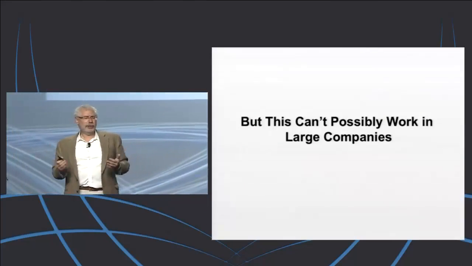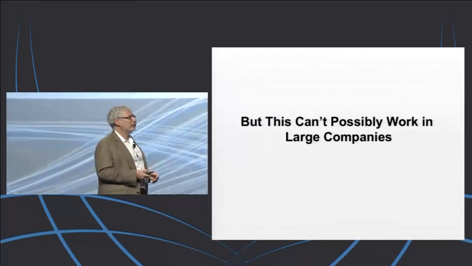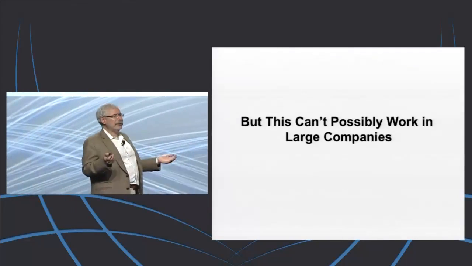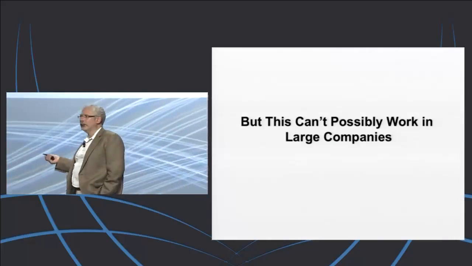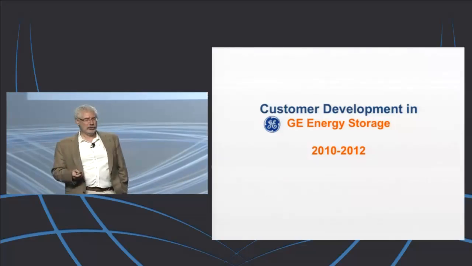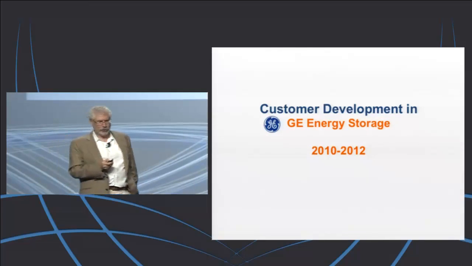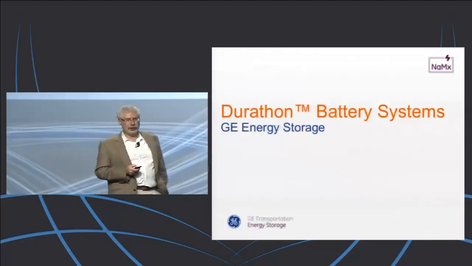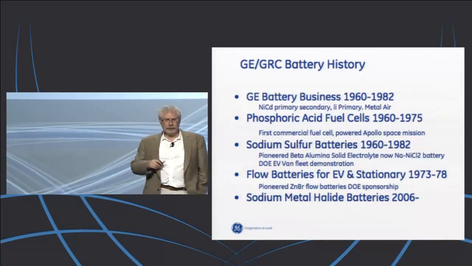So these are two examples from small 4 or 5 person startups. But some of you are probably sitting there going, well, I work in a large corporation. This can't possibly work in a large company. Let me tell you how it worked for GE in their energy storage division. It's one of the few corporate customers we've been working with, for the last 3 years. It's their Durathon battery systems division.